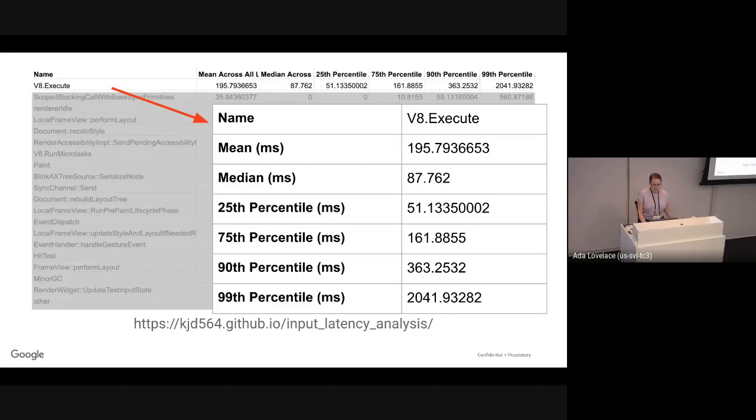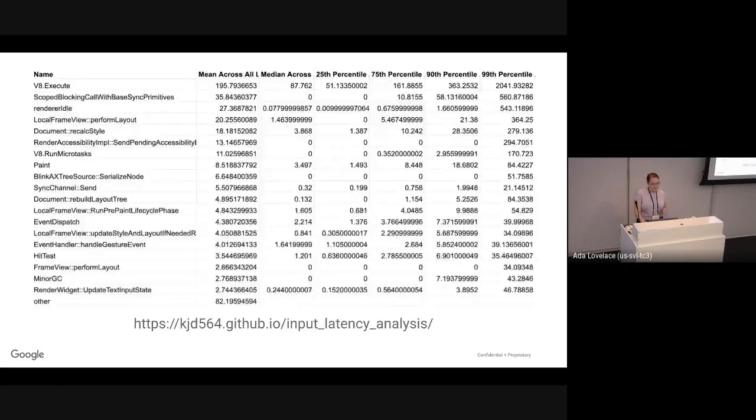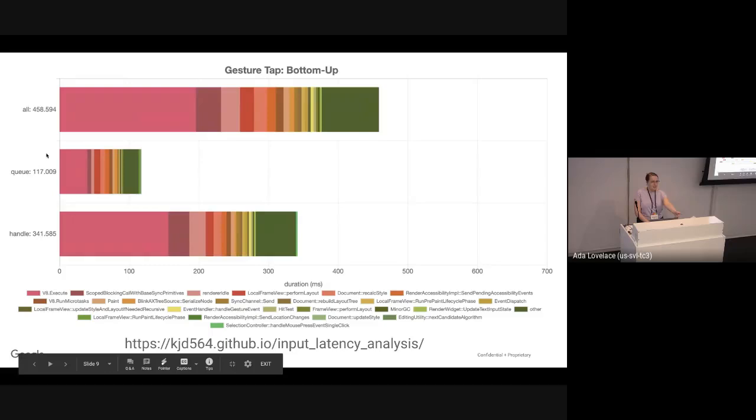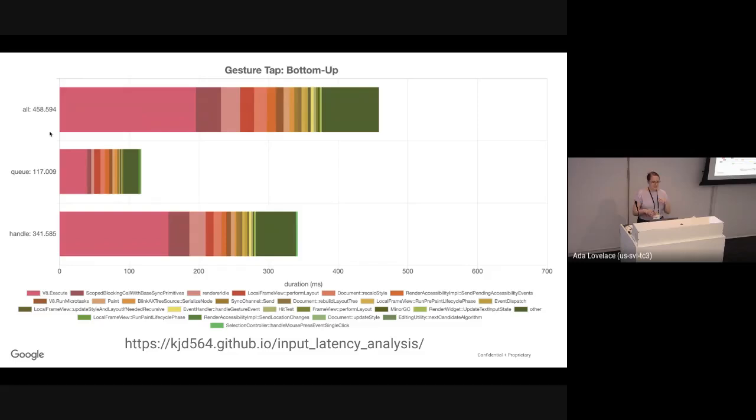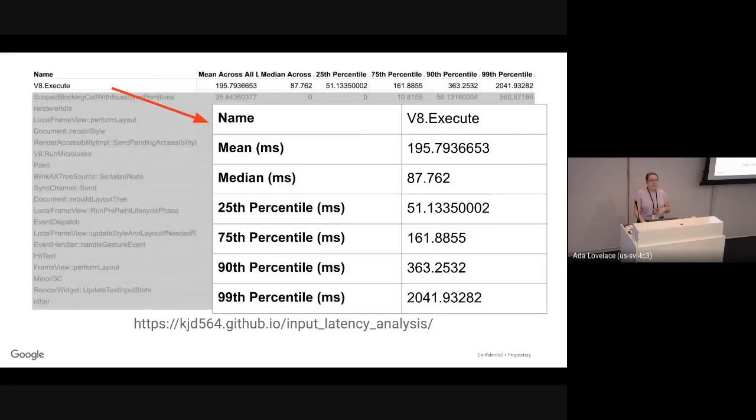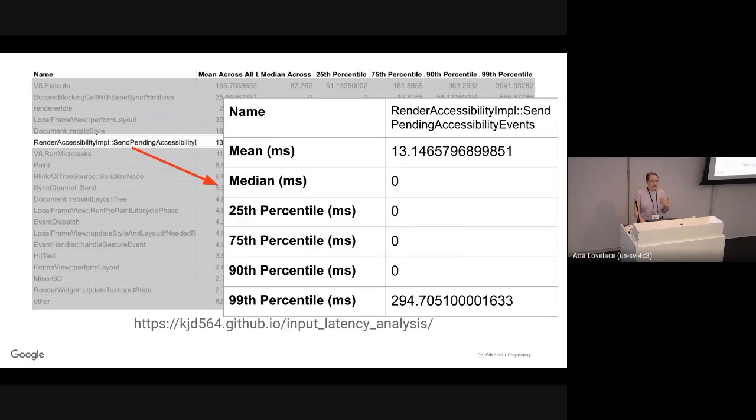The median and everything is about the same, but the 99th percentile is kind of shocking because we go up from 336 milliseconds to 2041 milliseconds, which is a lot of time to be spending in script. You'll also notice from this that we were looking at latency events that were 100 milliseconds, but on average, the latency event took like 400 milliseconds.